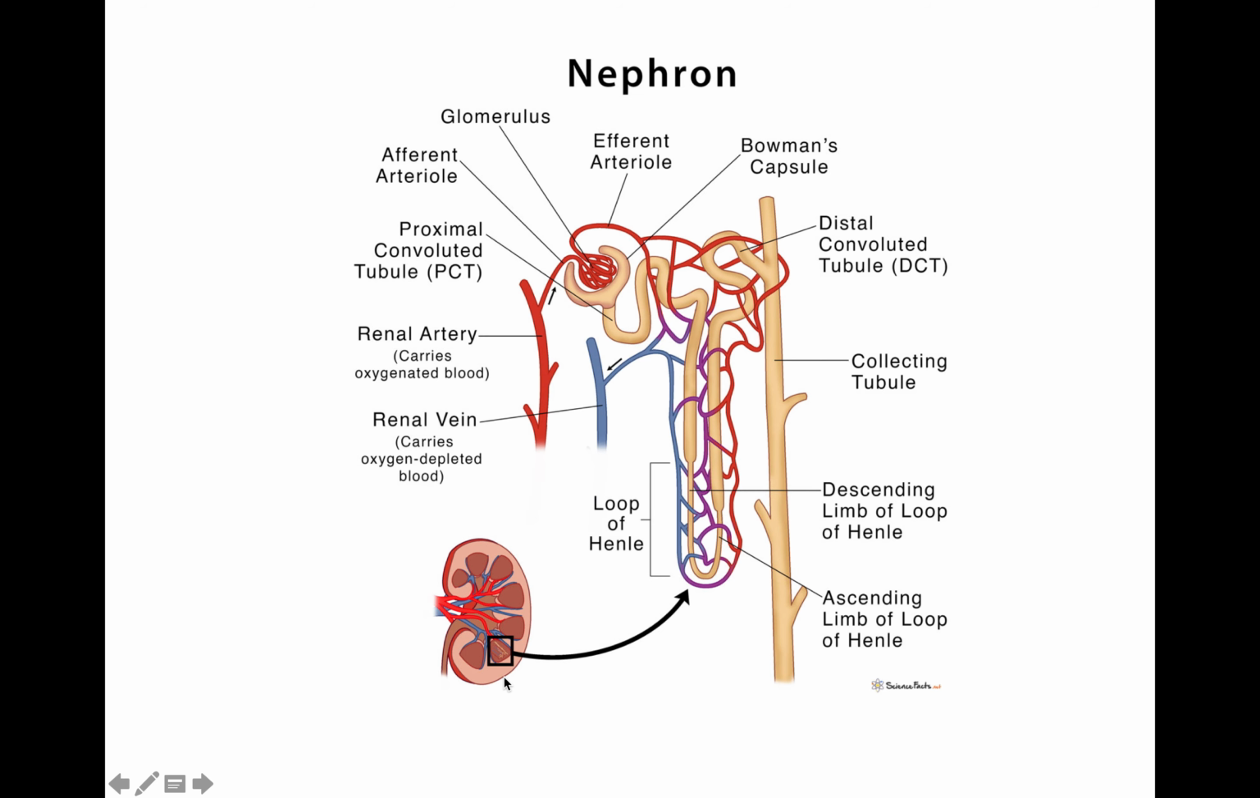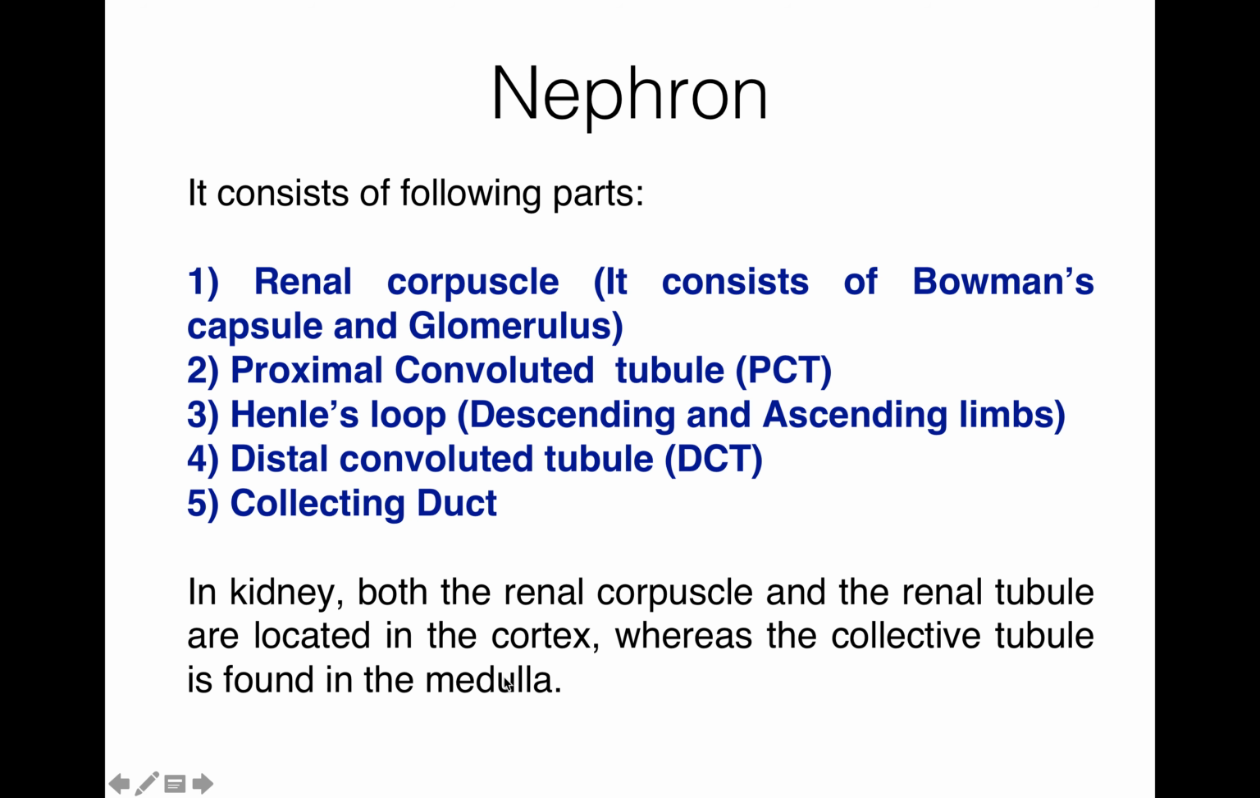Now, the structure of the nephron. A typical cortical nephron is a microscopic tubular structure. Actually, it is a modification of a tubule, which is attached to the collecting duct. The tubule is known as nephronic tubule, and its lumen is known as tubular lumen or nephronic lumen. It consists of the following parts.